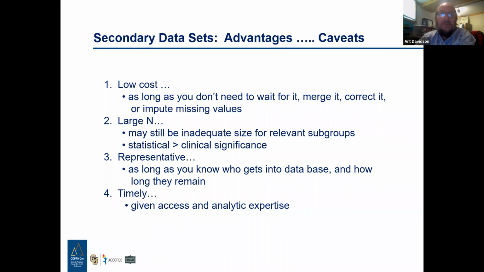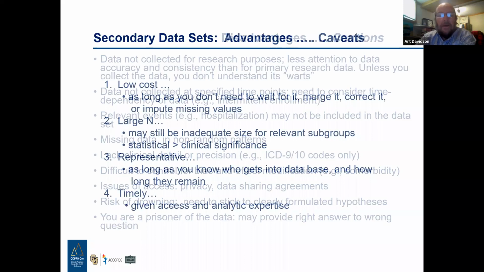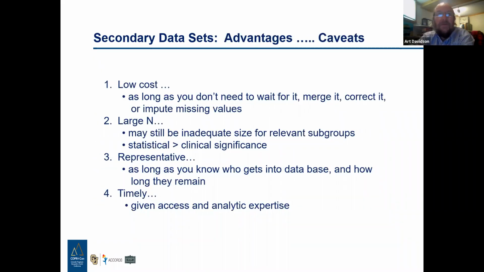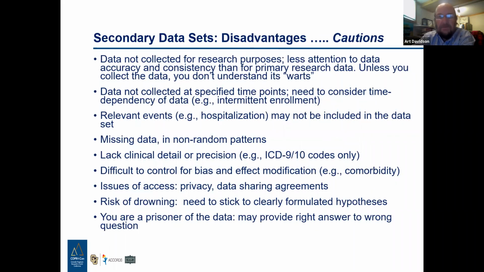And I think Dr. Vox spoke about this. EHR data is great, but it's only for those who access care. You don't know how long they'll remain in that system and whether they've gone to another system and maybe you're missing subsequent events somewhere else. And they can be timely as long as you have the skill to access that and you have the expertise to analyze that. So there are some caveats in terms of their advantages. And there are definitely some disadvantages.